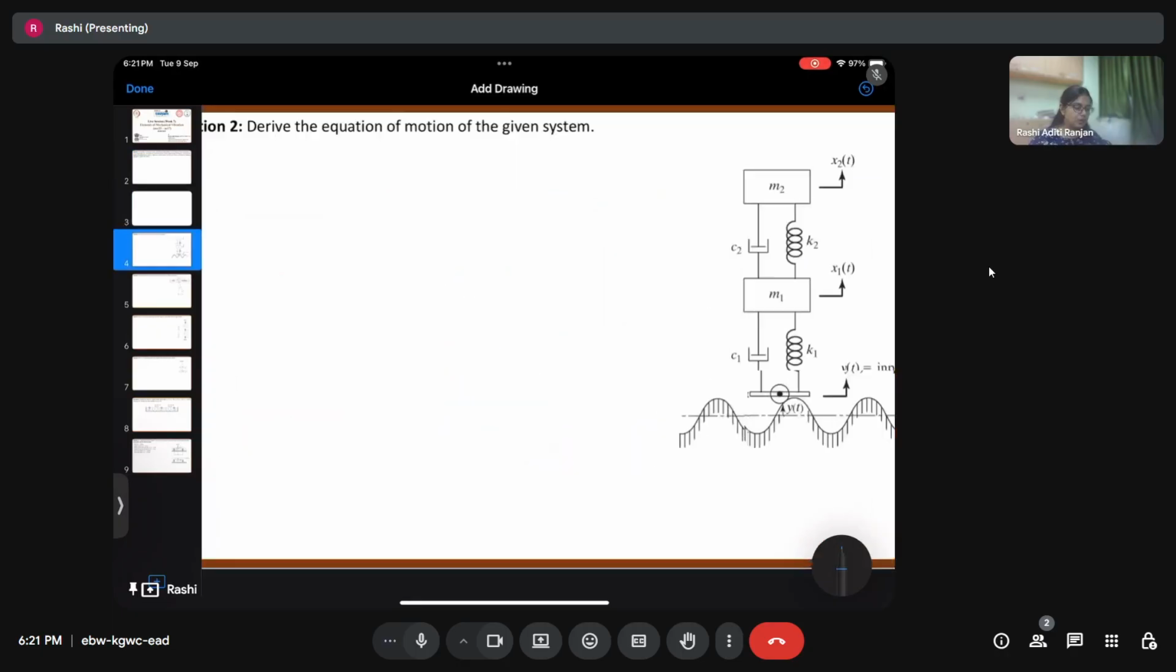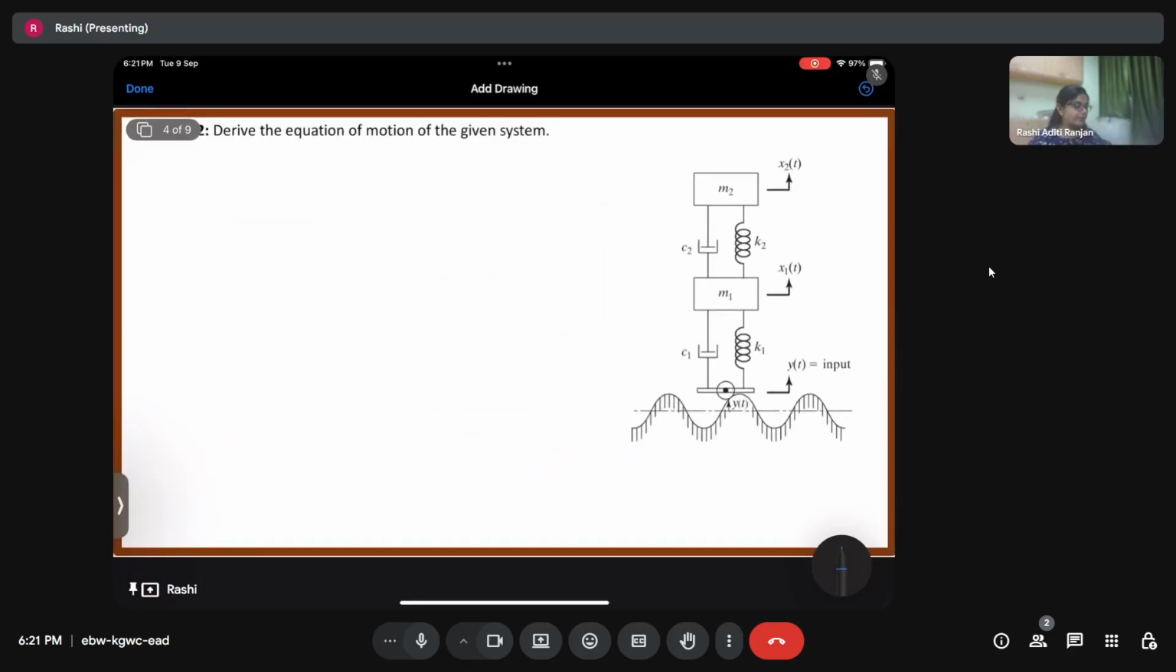Now, coming on to question number 2, wherein we have to derive the equation of motion of the given system. If you look over here, we have a system with base excitation. We have already derived the equation of motion and solved various questions for a single degree of freedom system with base excitation, right? And then we could also use those solutions to find out how the system is going to behave.